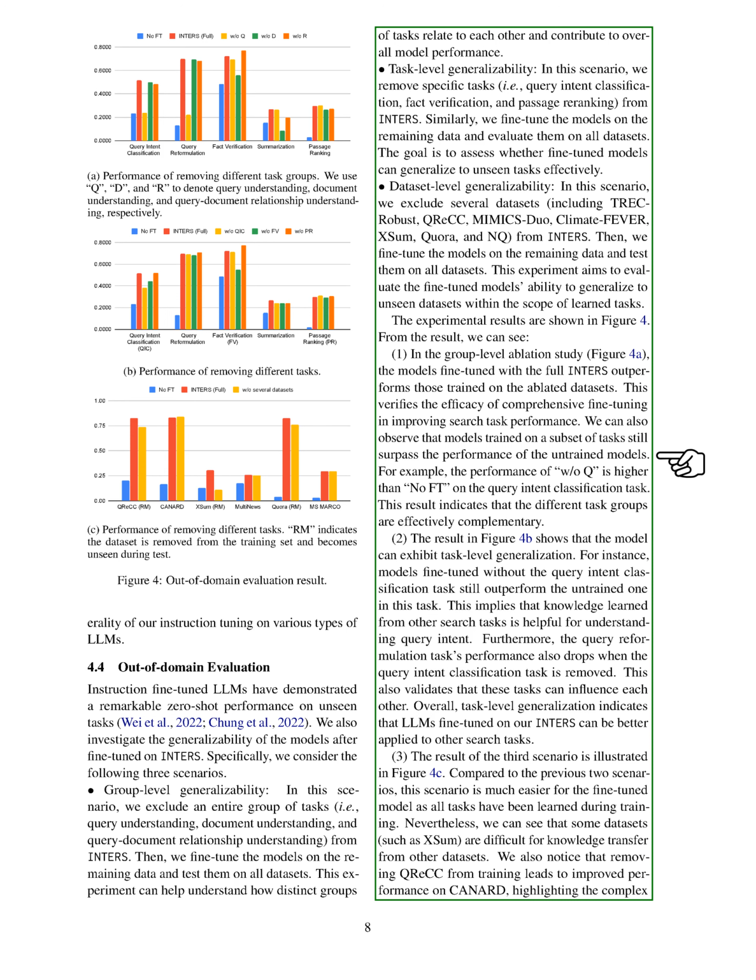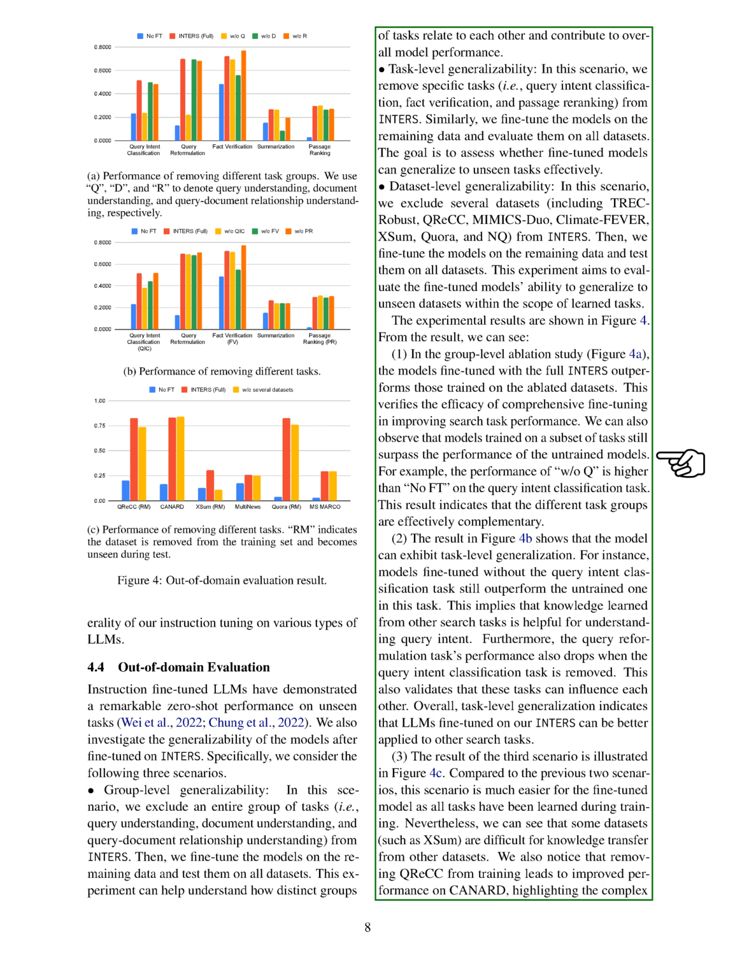This experiment aimed to evaluate the fine-tuned model's ability to generalize to unseen datasets within the scope of learned tasks. From the results, we found that models fine-tuned with the full INTERS outperformed those trained on the ablated datasets. This verifies the efficacy of comprehensive fine-tuning in improving search task performance. We also observed that models trained on a subset of tasks still surpassed the performance of the untrained models. This indicates that the different task groups are effectively complementary.